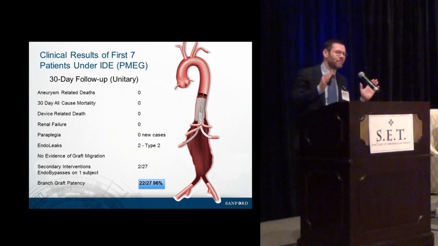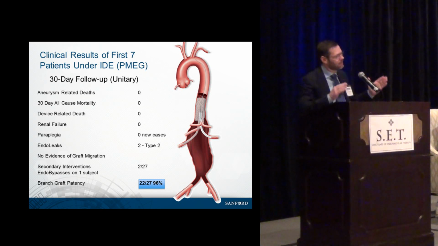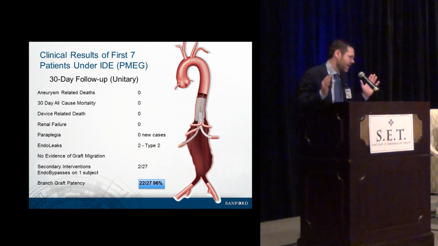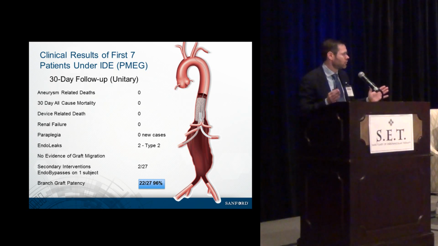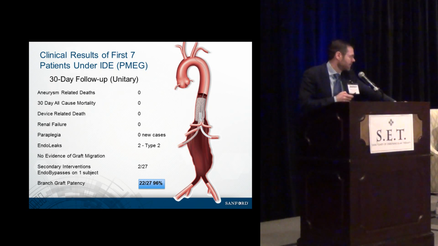And whenever anybody gets up and says we see none of this or none of that, it means clearly we haven't done enough of them yet, okay? Because there's no zeros in medicine and there's no 100s in medicine. At this point, we've not seen any paraplegia.